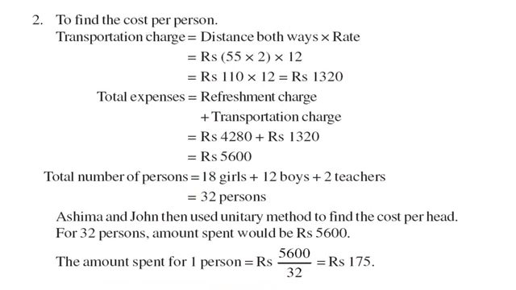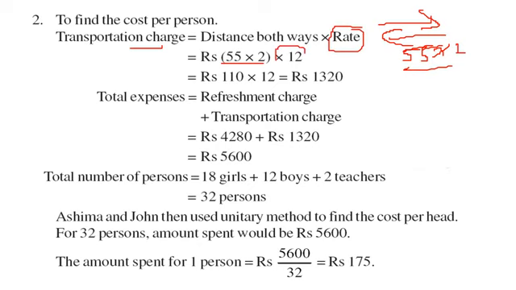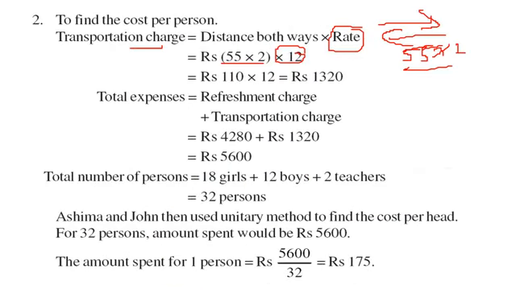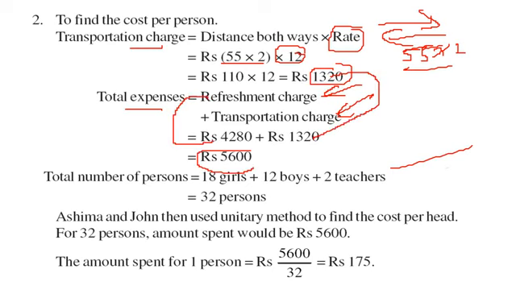To find the cost per person, the transportation charge: because 55 kilometers this way and 55 kilometers back, in all it will be 55 into 2, 110, and the rate is 12. The rate is 12 rupees per kilometer, right? So we just have to multiply this with 12. So you get 1320. Now what will be the total expense? The refreshment charge also and the transportation charge. Transportation charge is 1320. Refreshment is 4280. So the total cost is 5600.